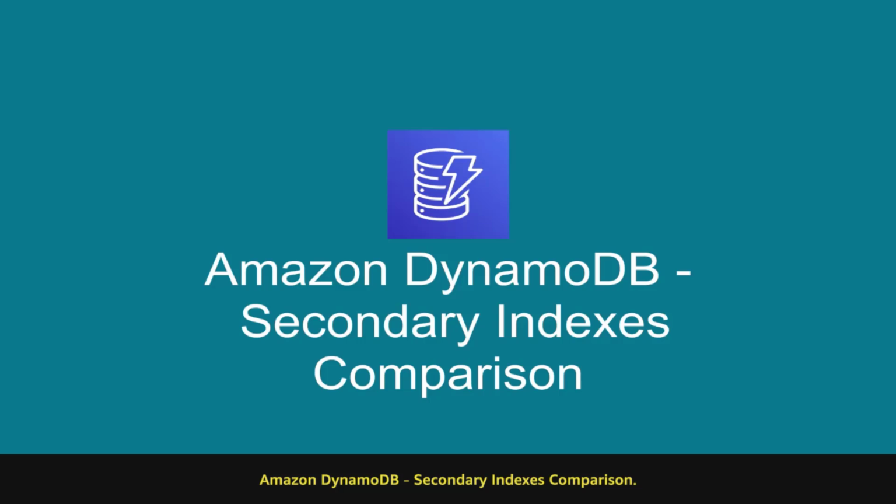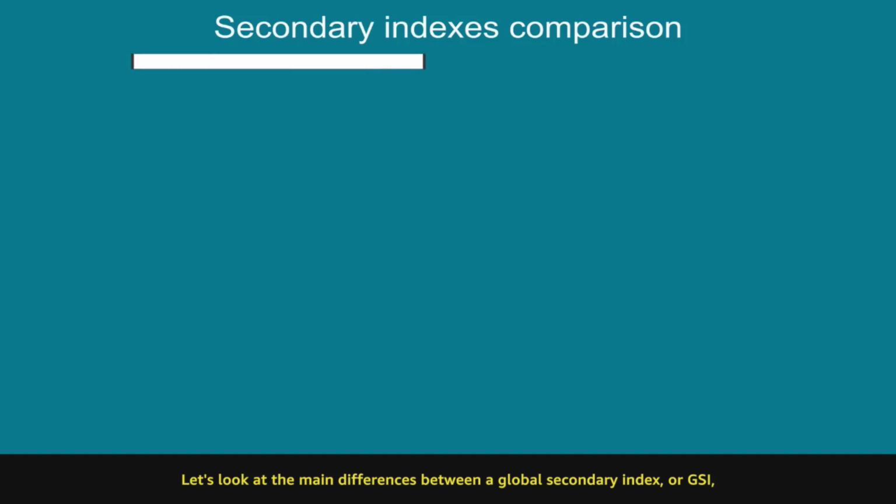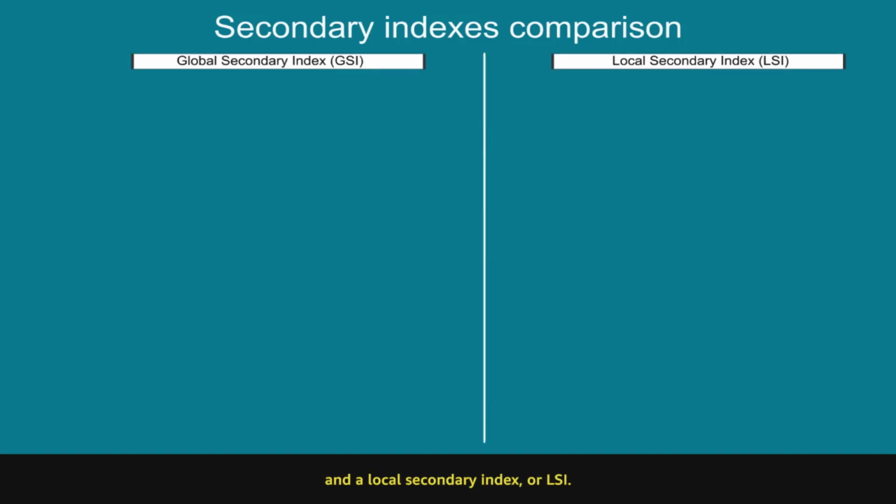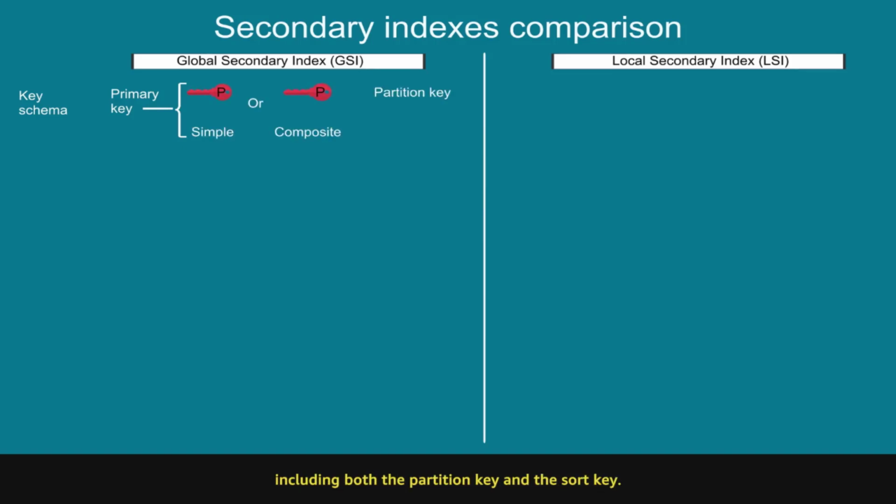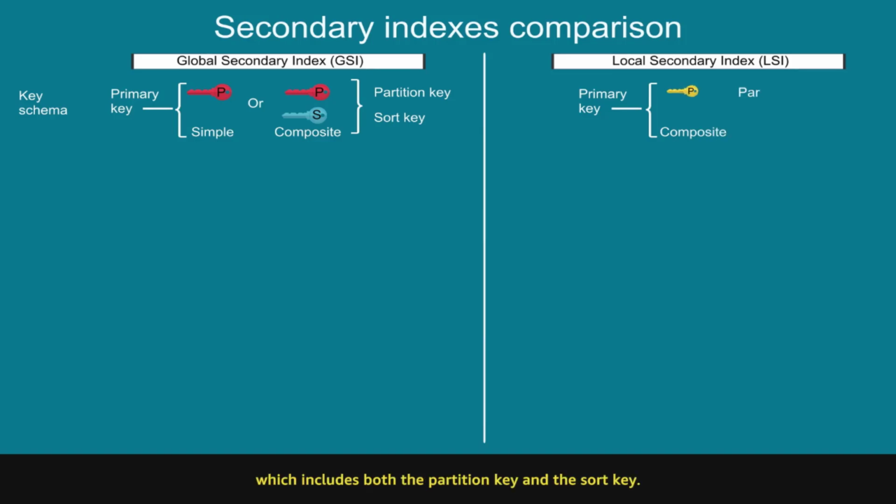DynamoDB Secondary Indexes Comparison. Let's look at the main differences between a global secondary index, GSI, and a local secondary index, LSI. Key schema. The primary key of a global secondary index can be either simple, including just the partition key, or composite, including both the partition key and the sort key. For a local secondary index, the primary key must be composite, which includes both the partition key and the sort key.